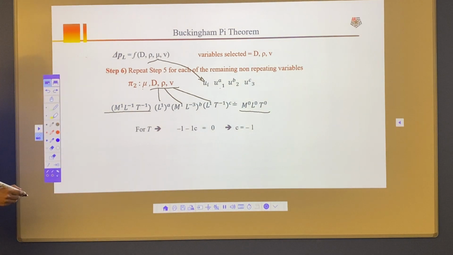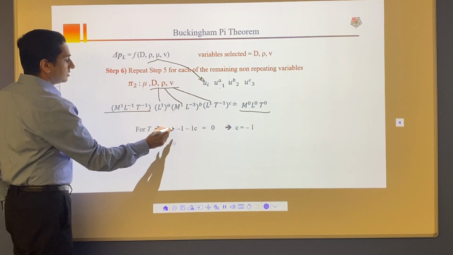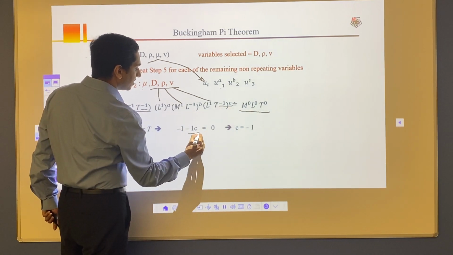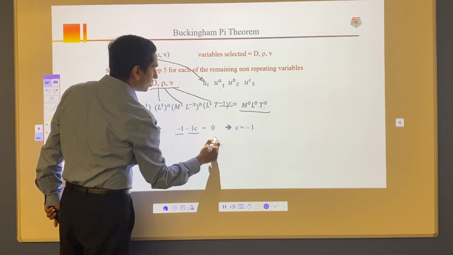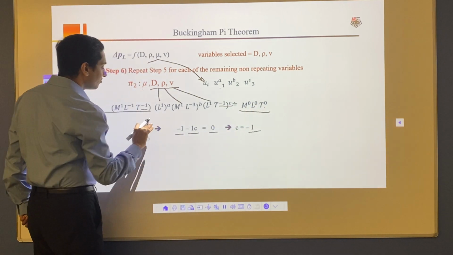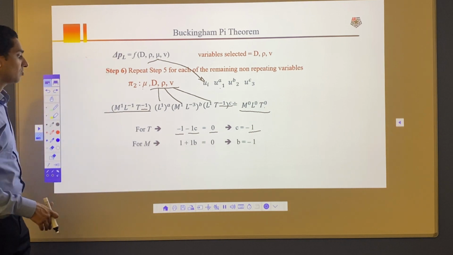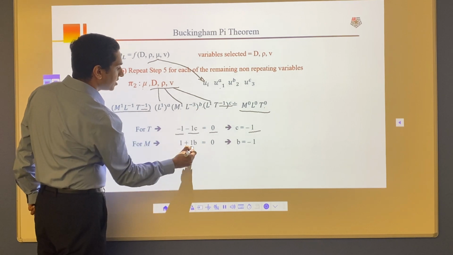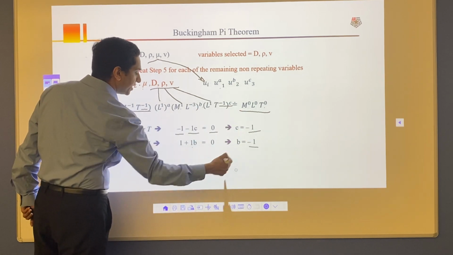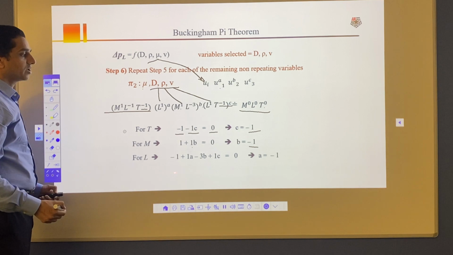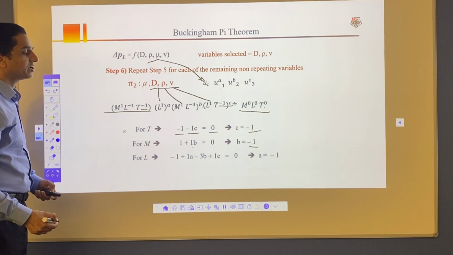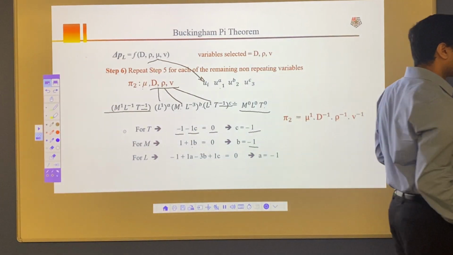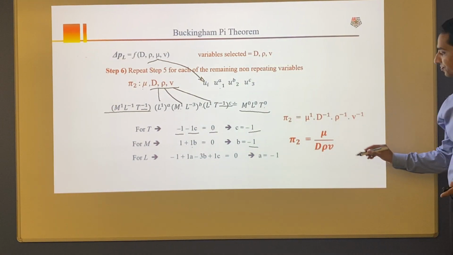So now we start again with T. Minus 1 here, minus 1c here, equal to 0, c is equal to minus 1. And the same way you have to do your calculations. For M, 1 here, 1b here, equal to 0, you get b. And then the same way for L, you get this part, and then you will get all the values of negative 1, negative 1, negative 1. You put those values here, and then you will get the second pi term as pi 2 like this.